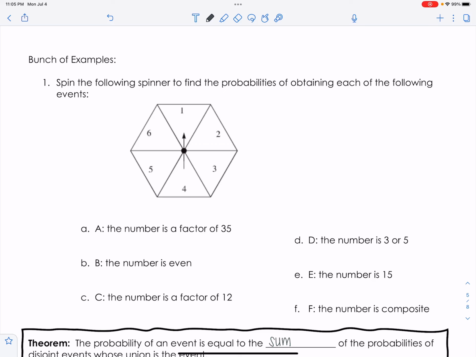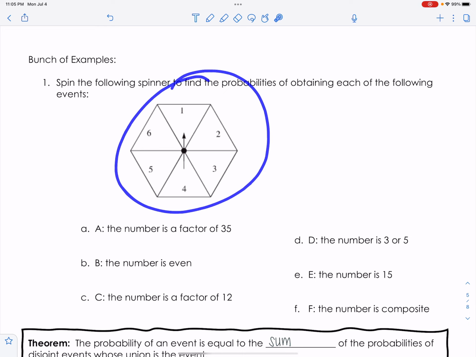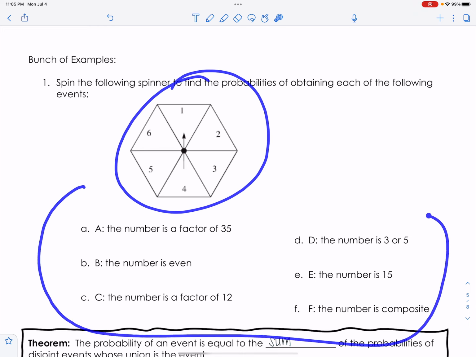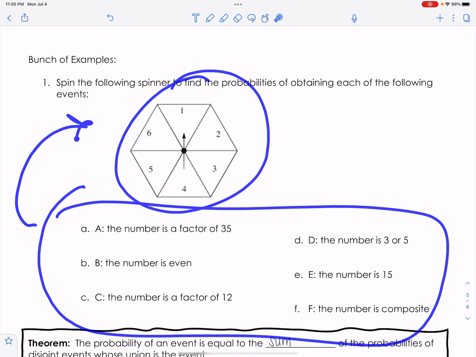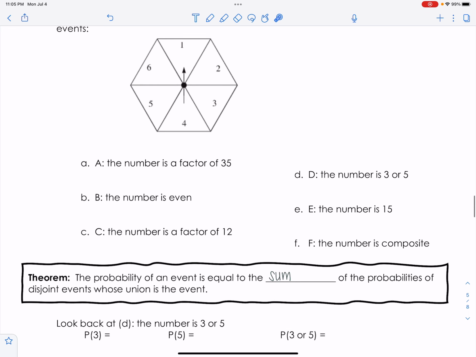So our first example is going to be that I'm spinning the following spinner, and I'm going to find the probabilities for each of the different scenarios. So the spinner is going to be this one on the screen, and all of these questions are going to relate back to this spinner. So the first one, event A, says the number is a factor of 35.